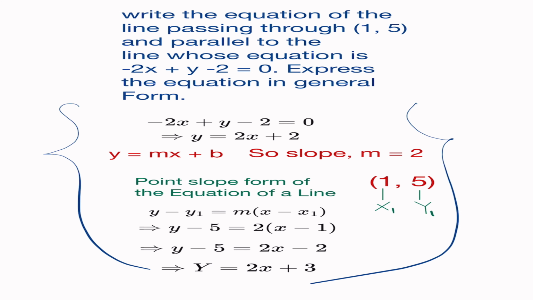Now, can you guys do this one? Write the equation of a line passing through the point (1, 3) and parallel to the line whose equation is this one. Write it down in the comment section.